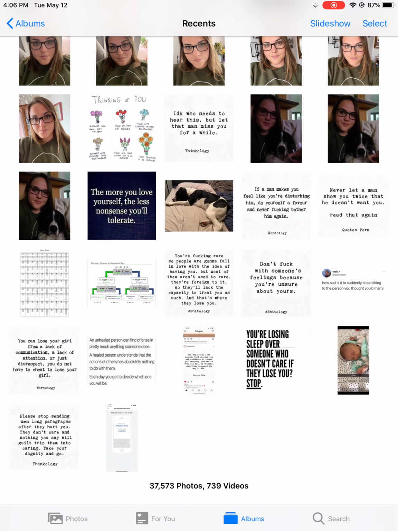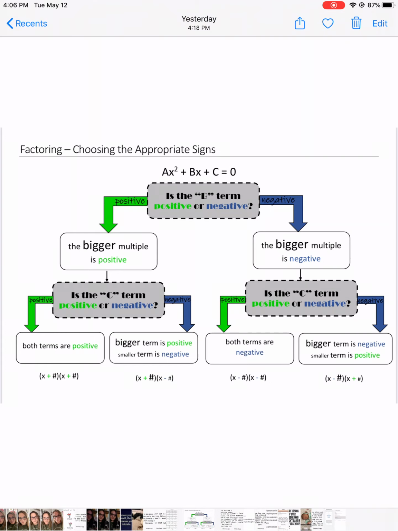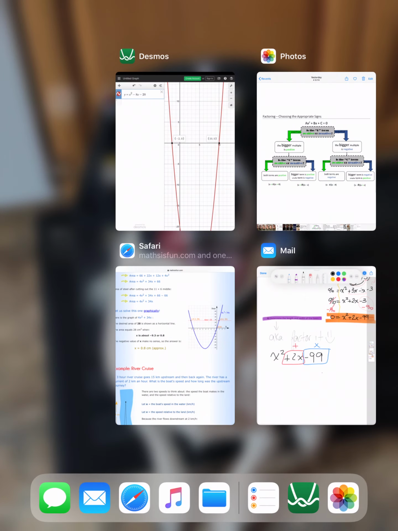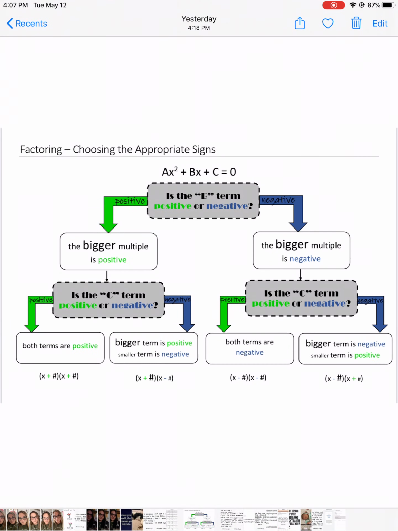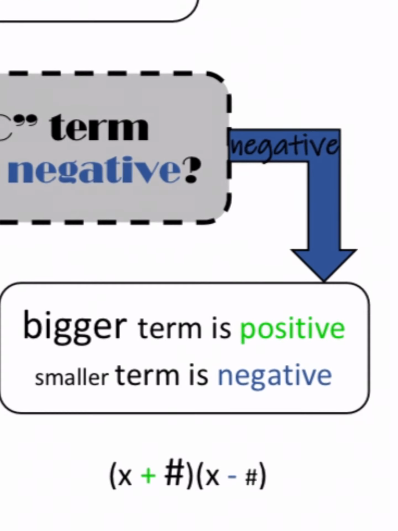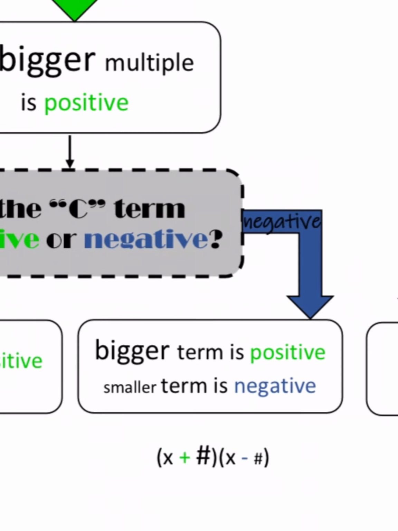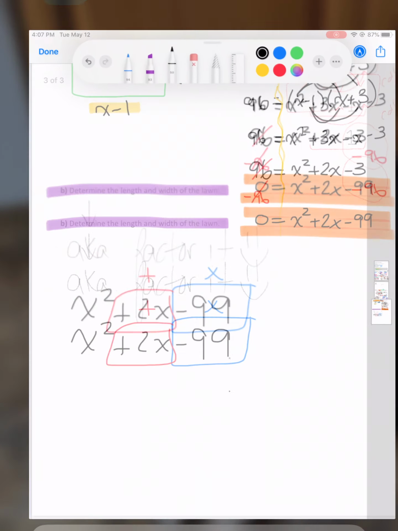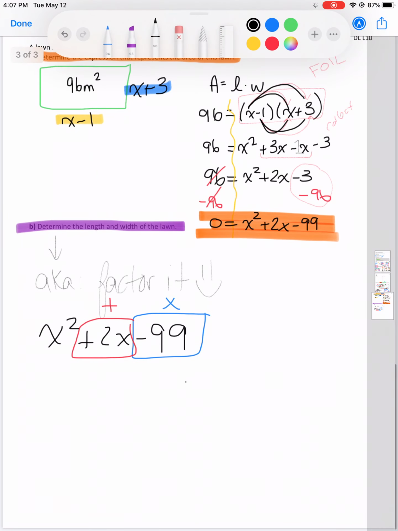I know you can see all my selfies, whatever. Now I can't remember because I got distracted by my selfies. B is positive. C is negative. We haven't been to the side yet. B is positive. C is negative. So the bigger term is positive, the smaller term is negative. So big is positive, small is negative. Okay. Let's do it.